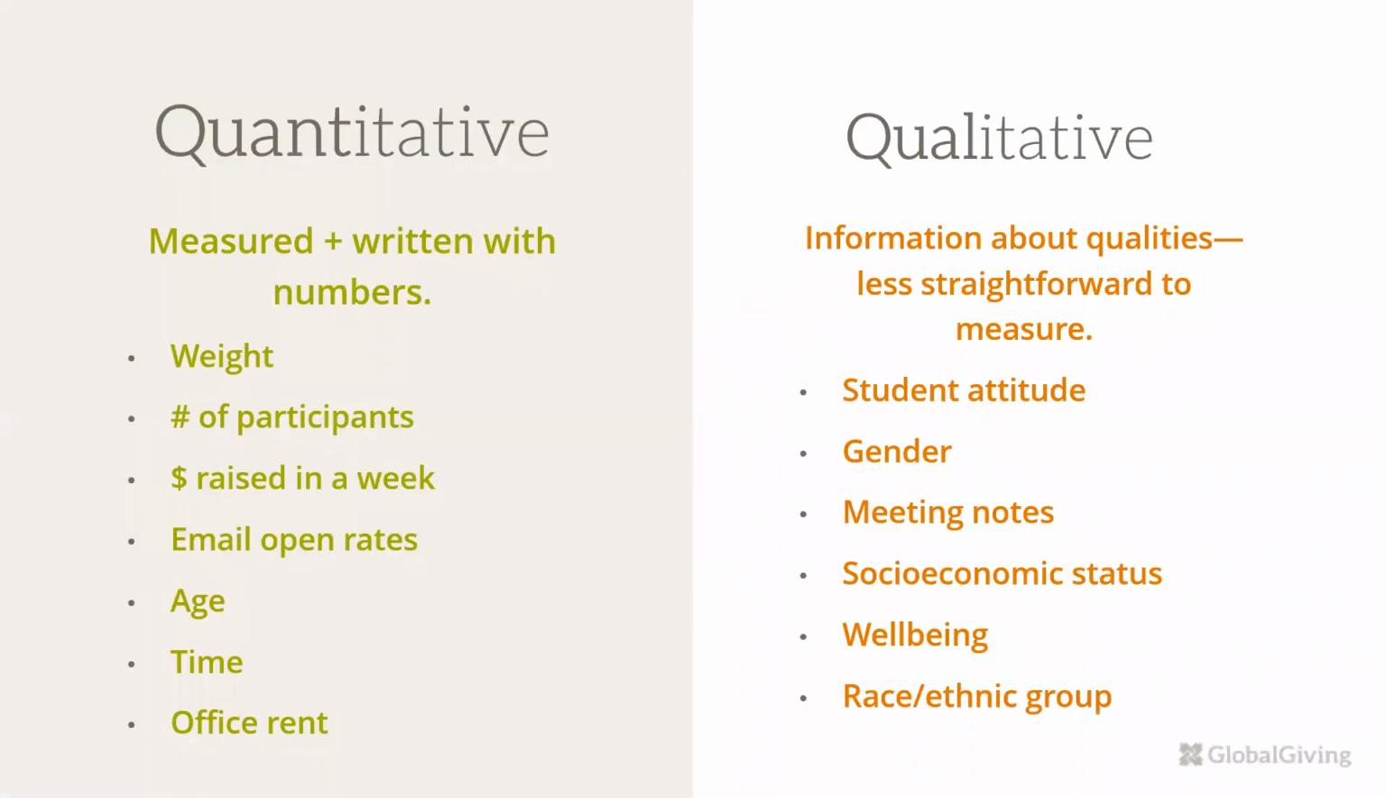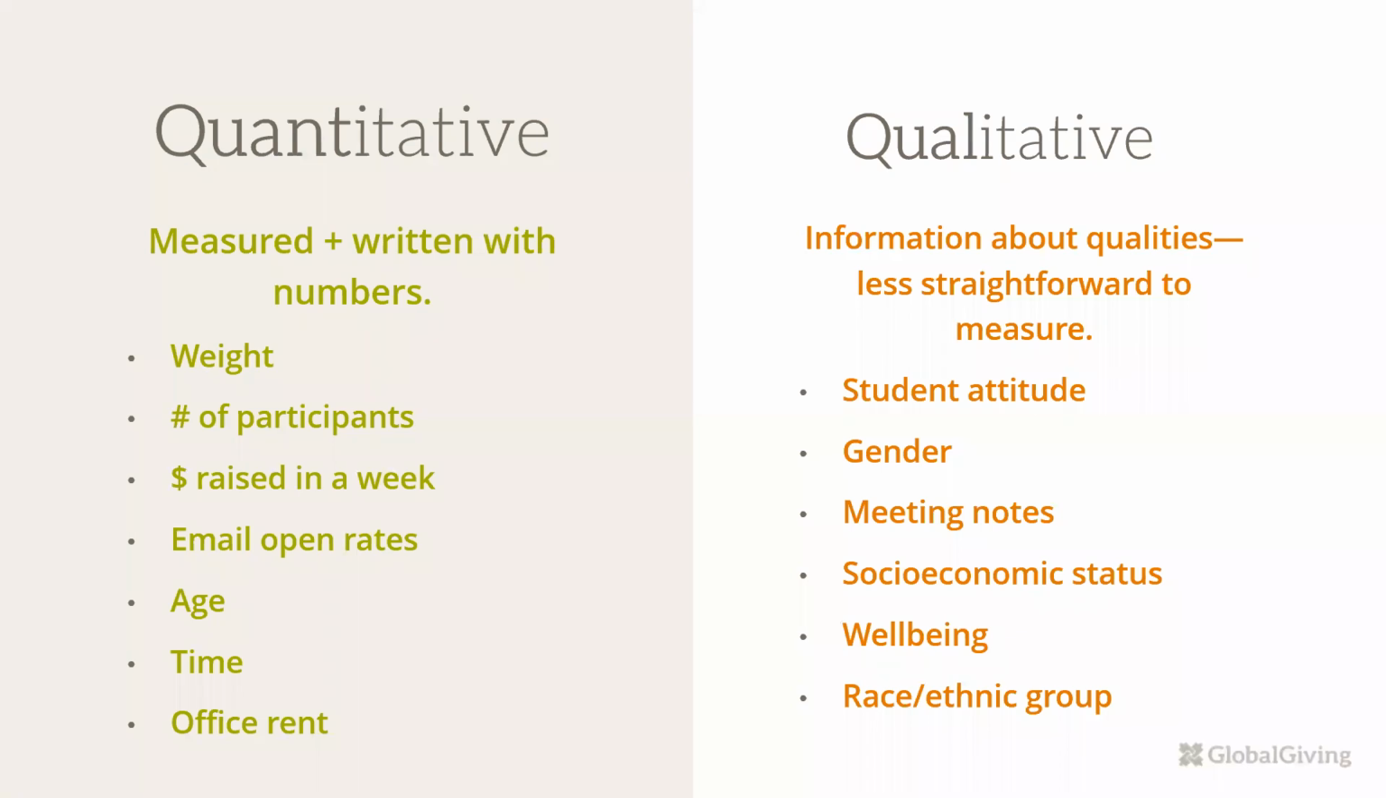So to define two terms that you'll hear a lot today, I wanted to just quickly go over the difference between quantitative and qualitative data. Quantitative data is the kind of data that I think most people think about when you hear the word data. These are things that can be written and measured with numbers. They can be analyzed in a spreadsheet, and they can be plugged into equations. You can calculate the average of them, all the things like that. So this could be things like the number of participants in your programs, attendance rates, email open rates, age, time, anything to do with money can be measured in a quantitative way.